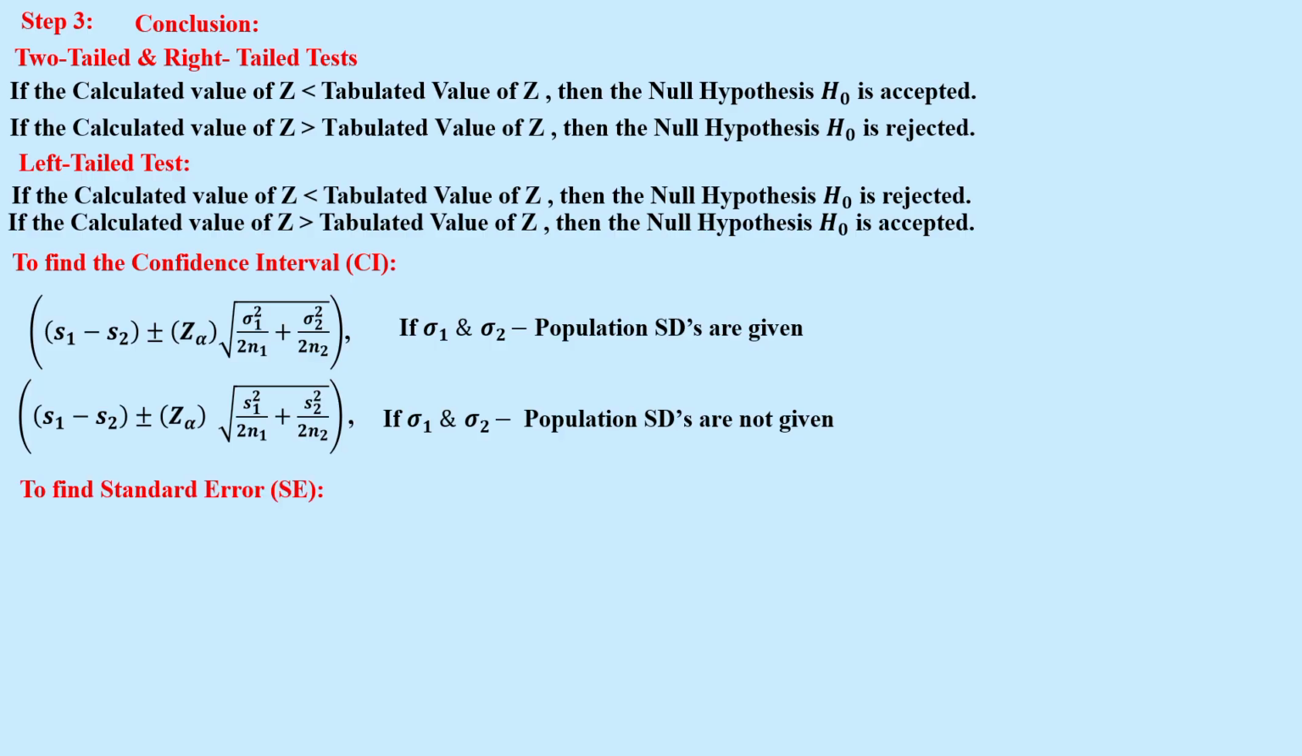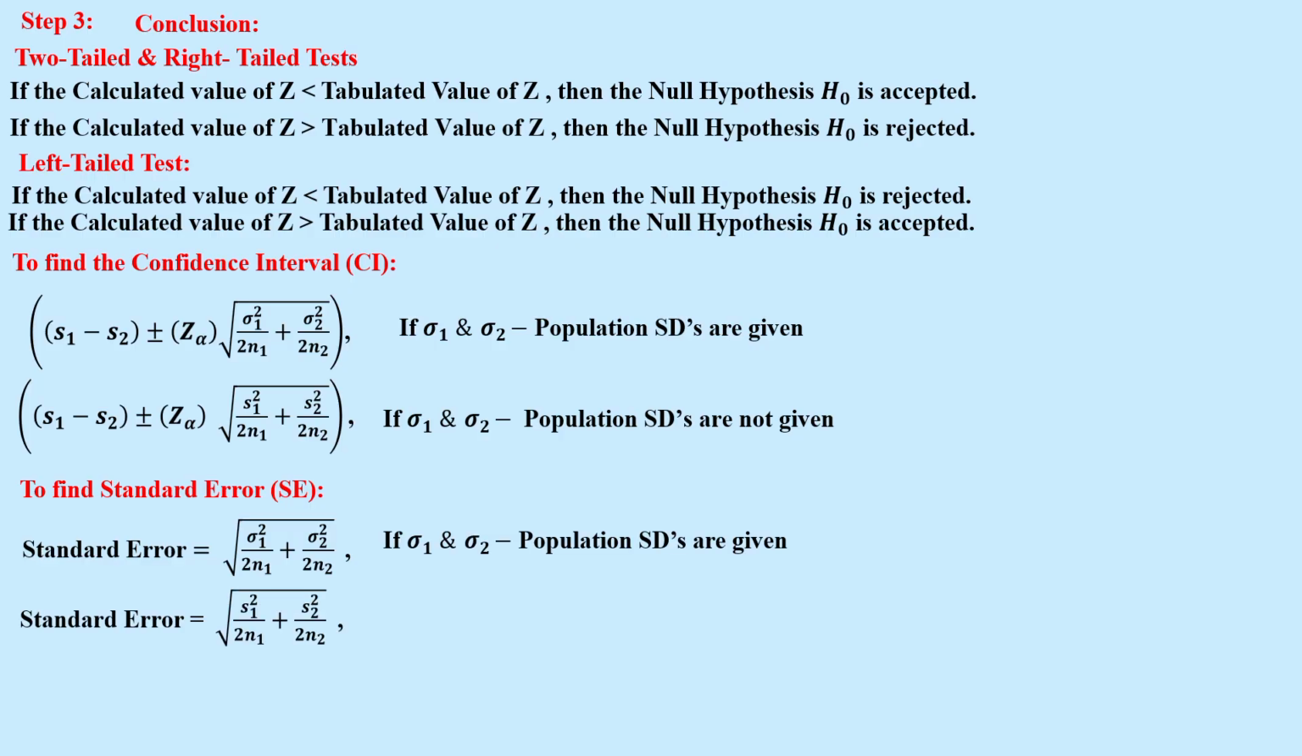Change that, typo error. To find the standard error SE, it is equal to root of sigma 1 square by 2 n1 plus sigma 2 square by 2 n2. Suppose you are not having the population standard deviation, the formula is root of s1 square by 2 n1 plus s2 square by 2 n2.